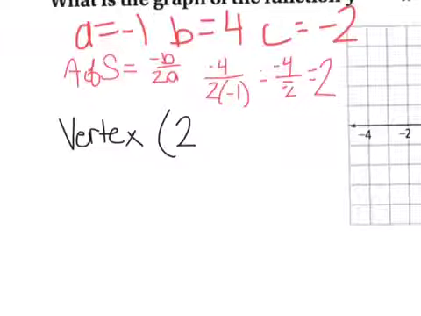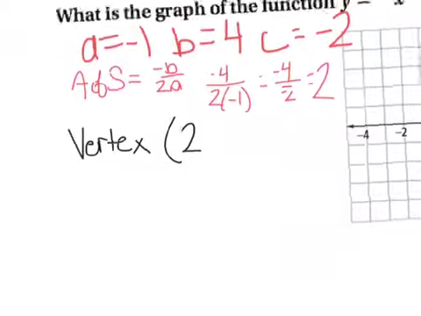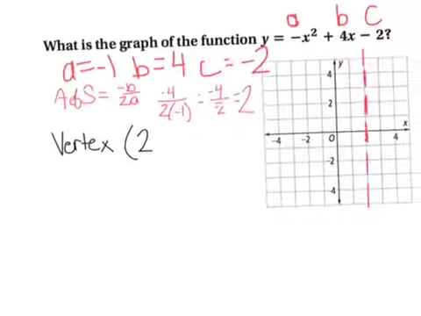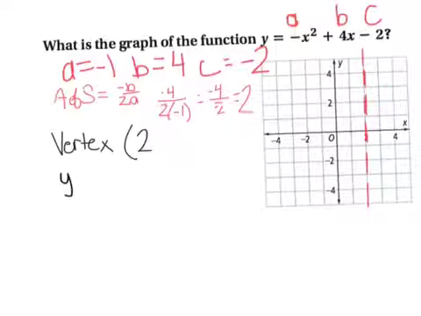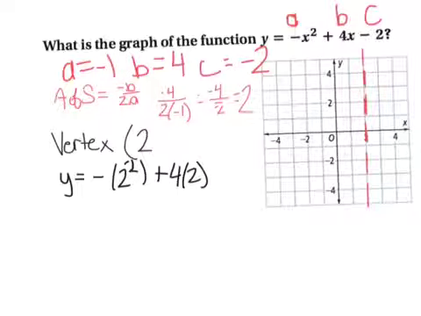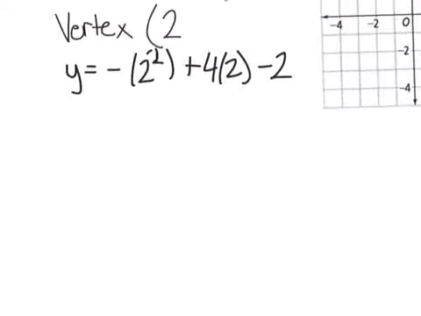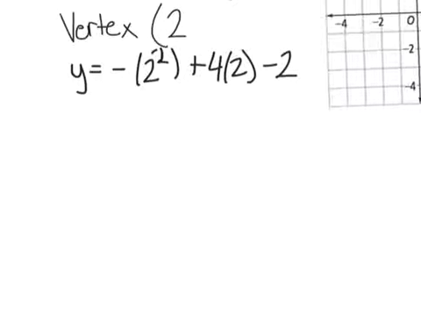Okay, so to find y, I'm going to plug that into our original equation. So what I have is y equals negative 2 squared, and notice that the negative is outside of those parentheses, plus 4 times 2 minus 2. I'm just taking that x value and plugging it into the equation just like if I was working with a table. The negative's outside of it, so it stays negative.